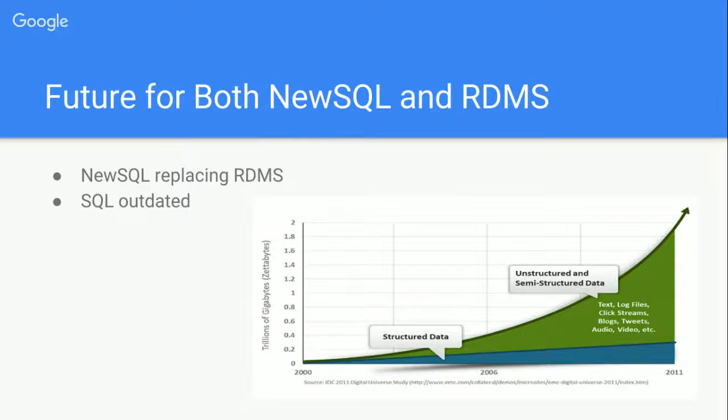Future of both NewSQL and the relational database model. NewSQL is replacing the NoSQL because it's handling all the new information. As you can see on the right, structured data takes up a tiny bit. Most of it is all the new information that was made after 2000, like blogs and tweets and Facebook and all of that. So SQL is kind of becoming outdated, and its programs are struggling to keep up with all the new data that's being presented out there.